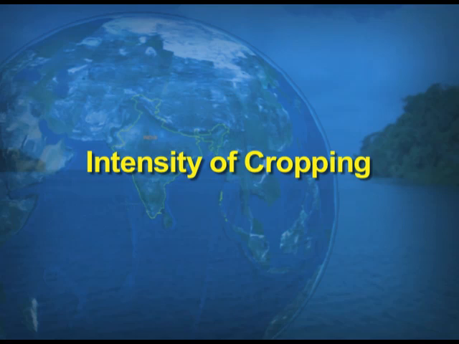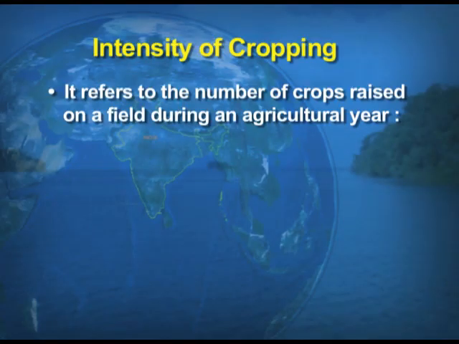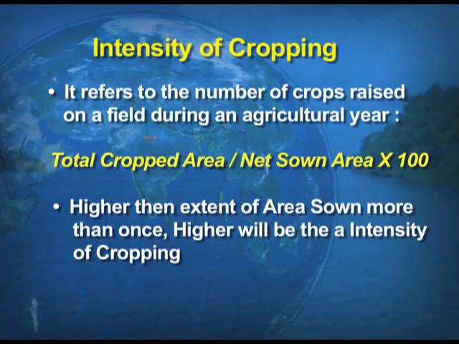And the last part which I will be taking up for this section of the chapter is the intensity of cropping, which is very important because we have a shortage of land and we have to improve the intensity of cropping. It refers to the number of crops raised on a field during an agricultural year. Now the question is, how do we calculate it? This is the total cropped area divided by net sown area multiplied by 100. This is how we calculate the intensity of cropping.